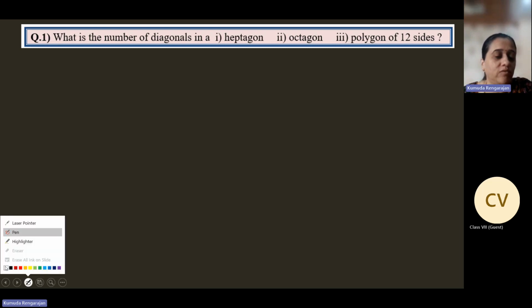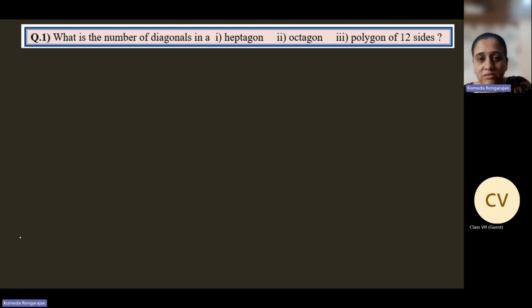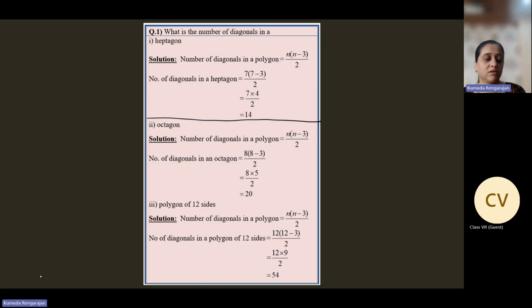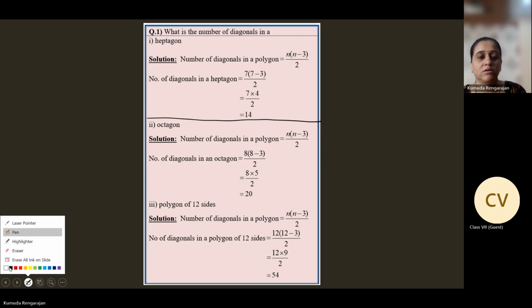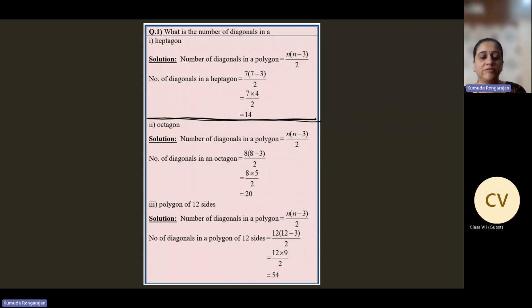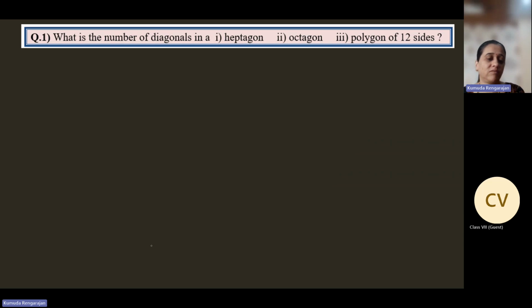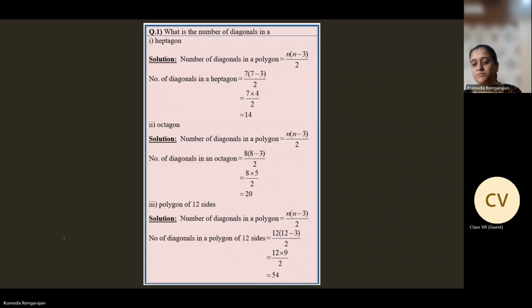So tell me the formula to find the number of diagonals. Ma'am, in a polygon? n into n minus 3 by 2. Okay. So number of diagonals in a polygon is equal to n into n minus 3 by 2. Do the first one. Leave some space for the second and third one. You can complete it later. Finish all the 3 children.